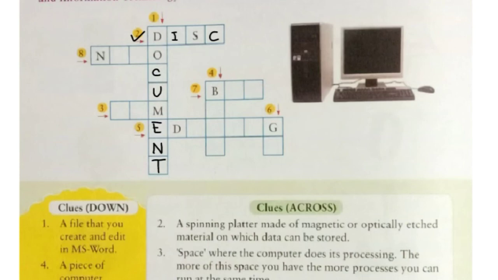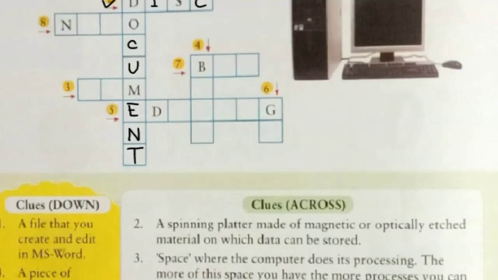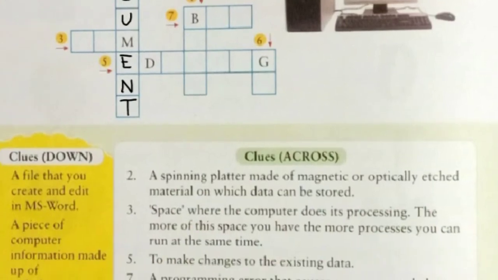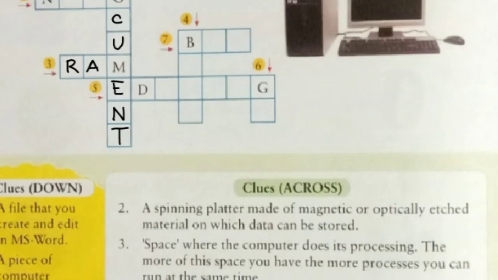Now let's read out number 3. Space where the computer does its processing. The more of this space you have, the more process you can run at the same time. Do you have any idea what is it called? It is RAM. So we will fill this here like this.